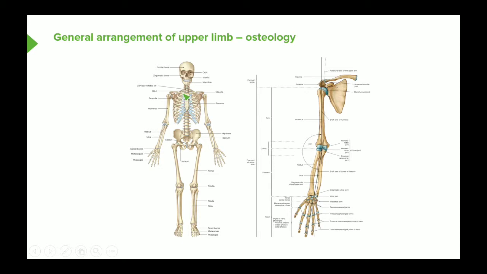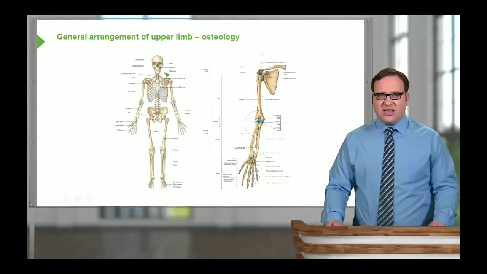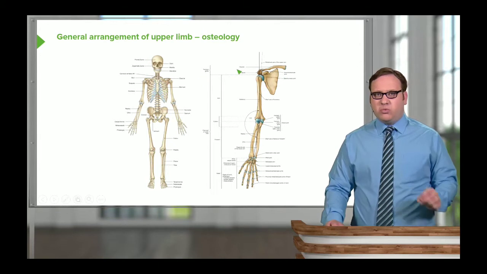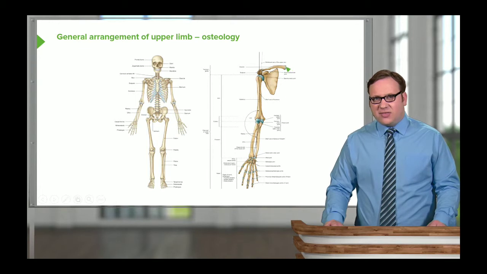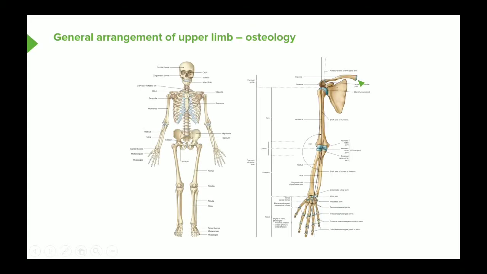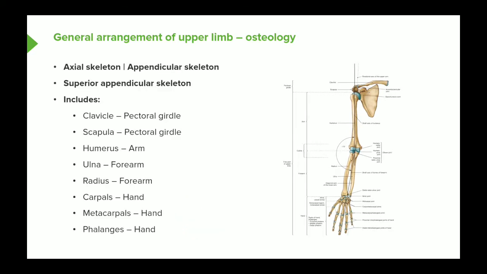The appendicular skeleton, the upper limb in this case, the superior appendicular skeleton, is connected to the axial skeleton by way of just one joint. This joint that exists between the medial end of the clavicle and the sternum, the sternoclavicular joint. This is the only joint that allows the superior appendicular skeleton to articulate with the axial skeleton. And this small joint enables a high range of movement. So the superior appendicular skeleton, the upper limb, therefore has this wide range of movement.